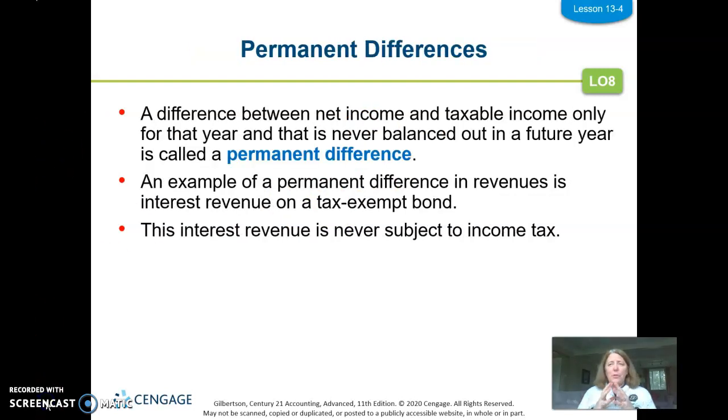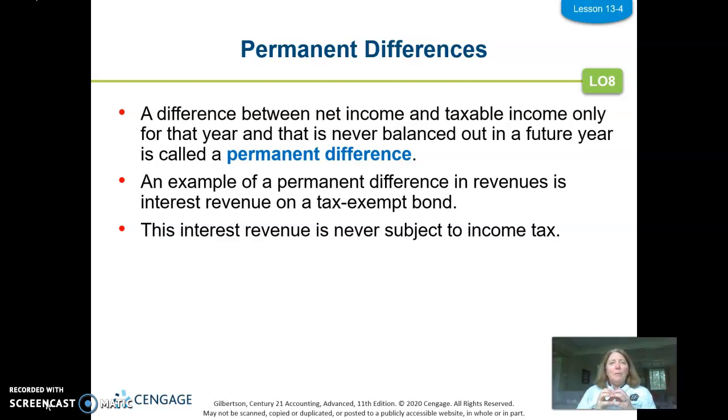So let's first talk about permanent differences. As you can see there, a difference between net income and taxable income only for that year, and it never gets balanced out in a future year. It's called a permanent difference. So that's saying that within one fiscal year, it's going to be different between net income and taxable income, how it's treated, and it's never going to catch up by the end of its time, and we'll talk about that.